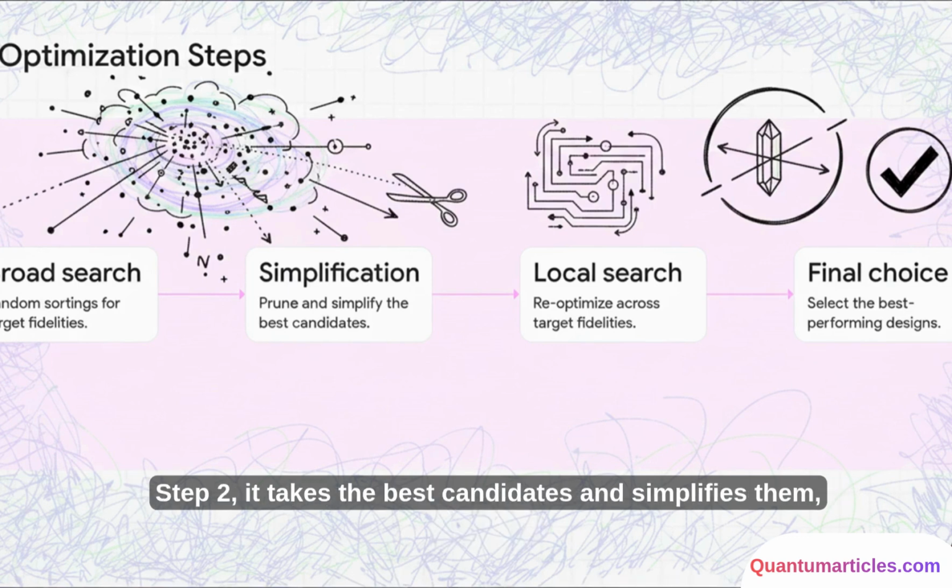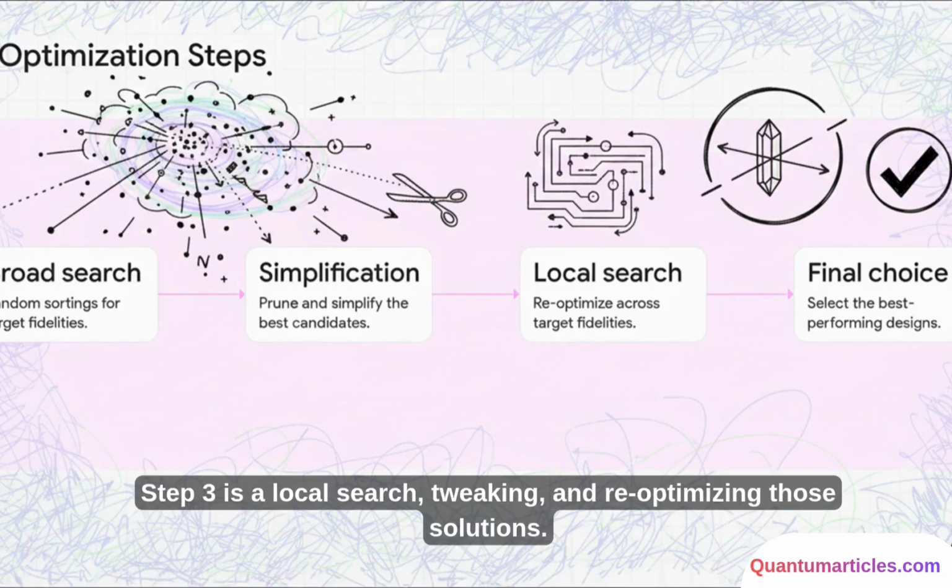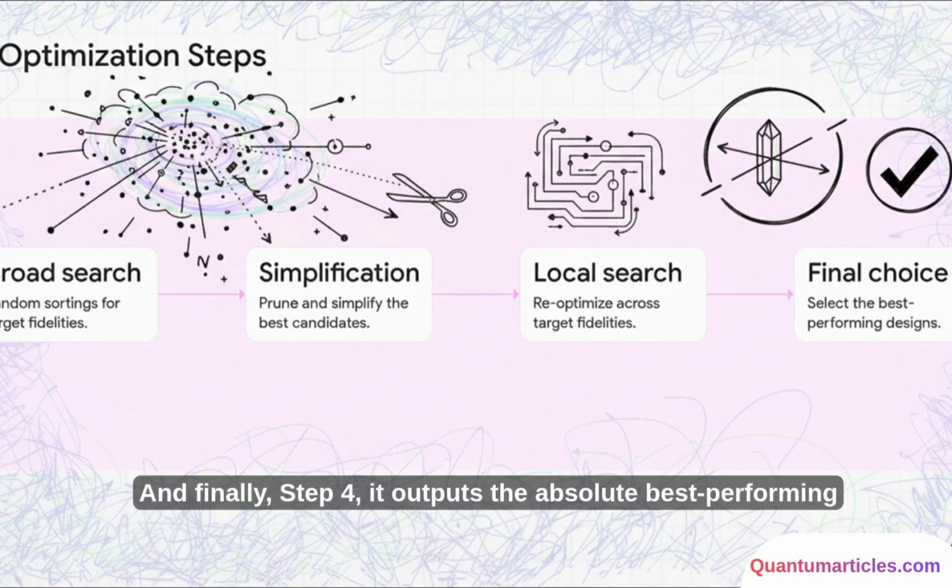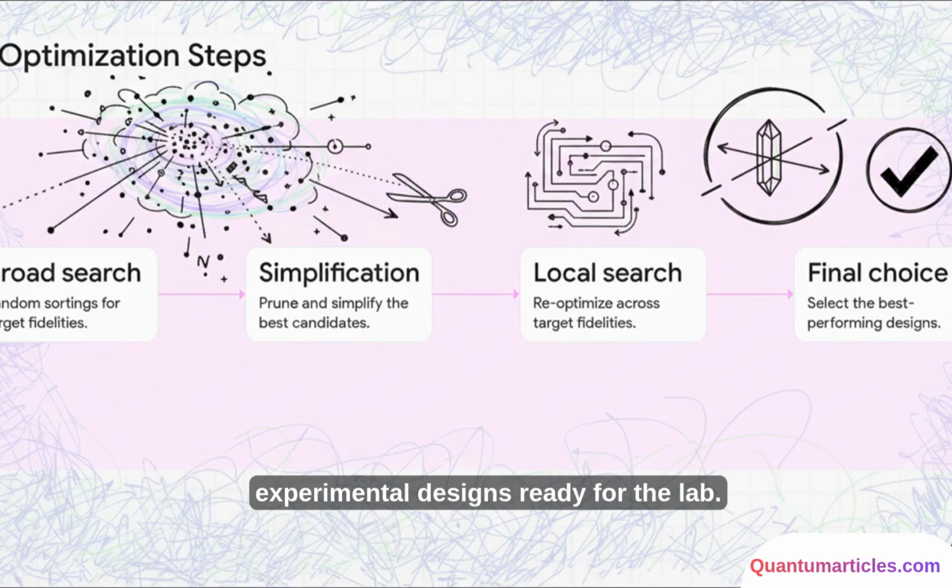Step 2, it takes the best candidates and simplifies them, pruning away the dead weight. Step 3 is a local search, tweaking and re-optimizing those solutions. And finally, step 4, it outputs the absolute best-performing experimental designs ready for the lab.